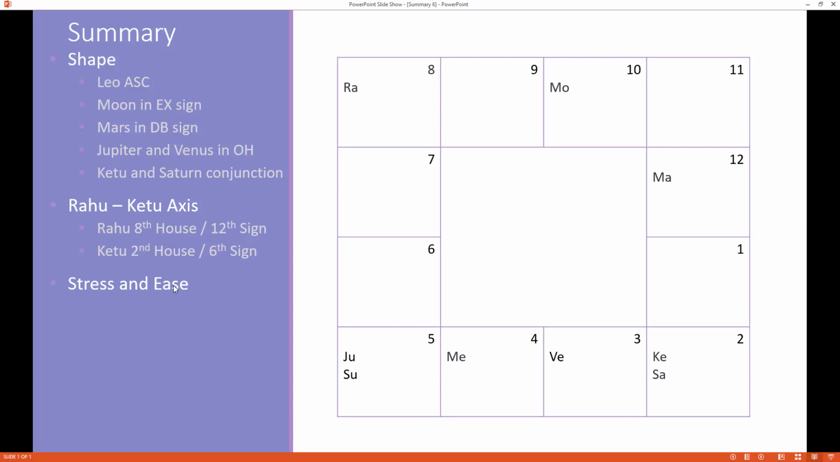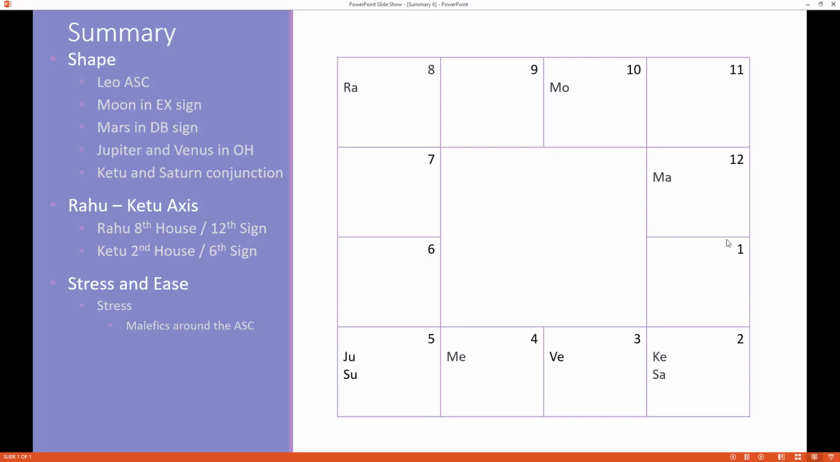And then there's a beautiful balance of stress and ease in this chart. The stress that jumps out is that here is the ascendant, and on either side of the ascendant, we have the two big malefics. We've got Mars, and we've got Saturn. And just as well, we've thrown in Ketu.